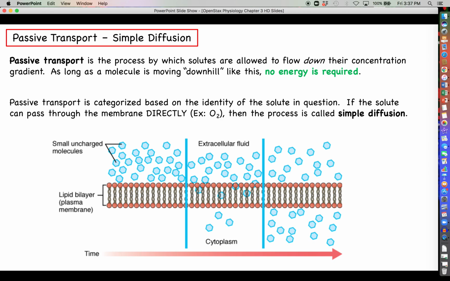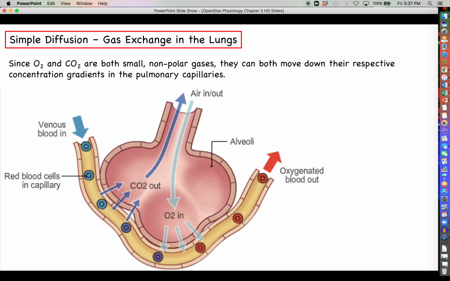So that little exercise that we went through a few minutes ago talking about how big is a molecule, how polar is it, and is it electrically charged, those are really the rules that establish whether a molecule moves by simple diffusion or not. So if the solute can pass through the membrane all by itself without any assistance whatsoever, like oxygen does, then that process is called simple diffusion.